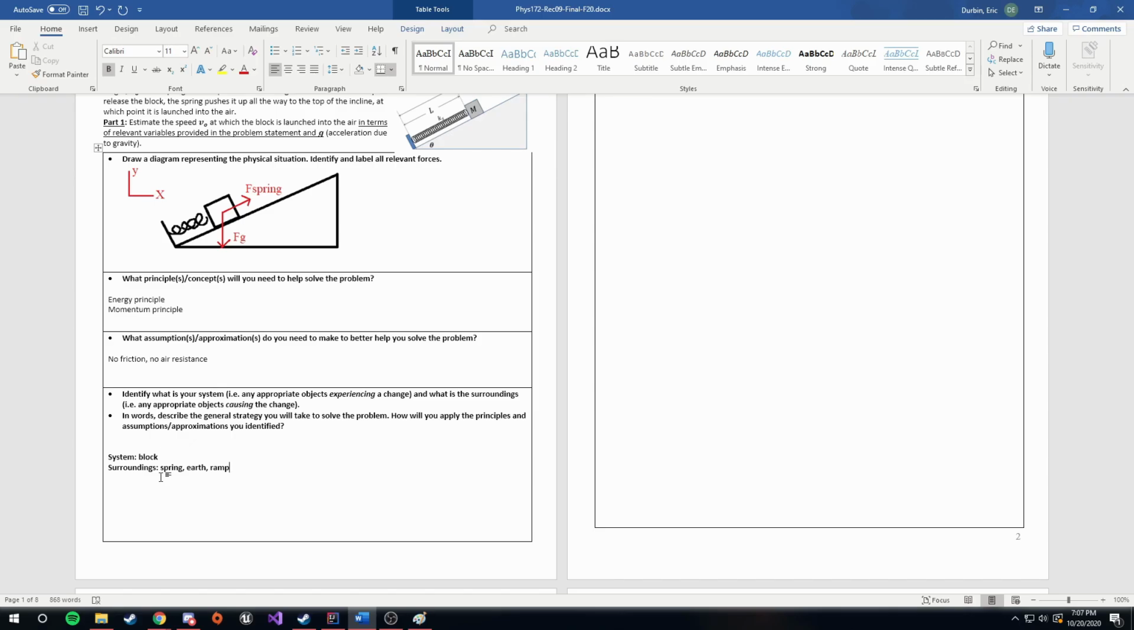So do we want to say the block, the spring, and the earth are the system, and the surroundings is the ramp? Yeah, you're probably right. It says anything experiencing a change, so I feel like that would just be the block, because the spring and gravity are causing the change.